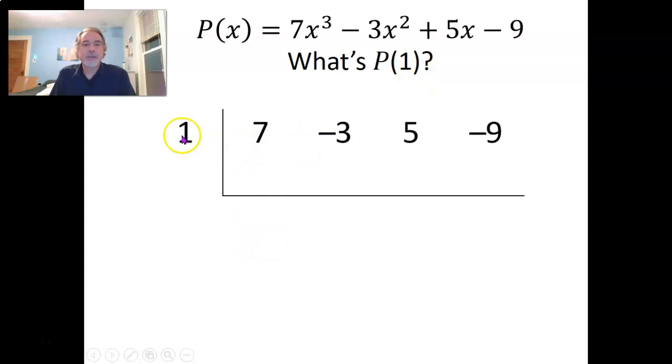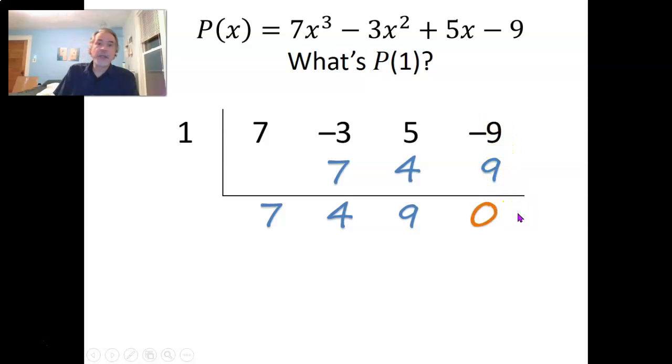So let's do this. We're plugging in 1, so we're putting 1 out in front. And here we go with the synthetic division. Bring down the first number, 7. Multiply 1 times 7, and write the answer there, 7. Add negative 3 plus 7, that's 4. Multiply 1 times 4, that's 4. Add 5 plus 4, that's 9. Multiply 1 times 9, that's 9. Add negative 9 plus 9, that's 0.